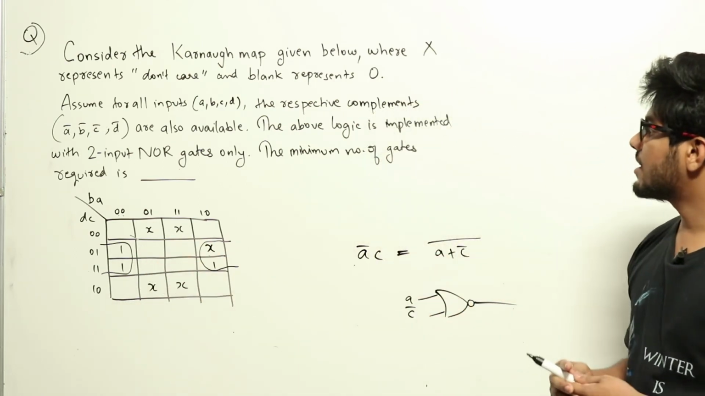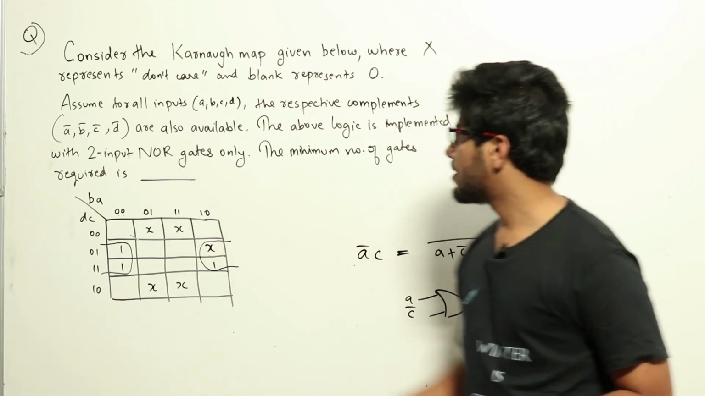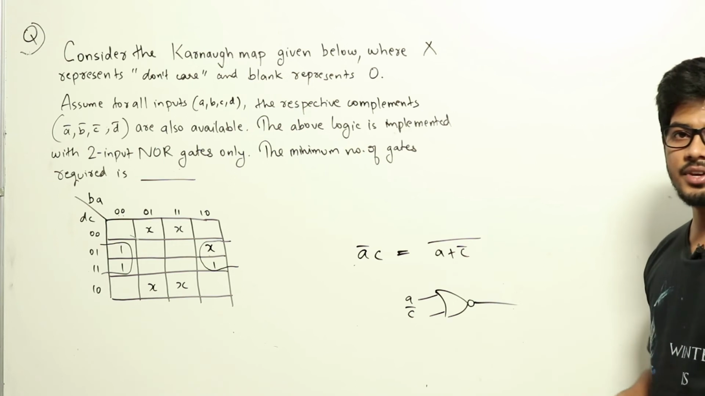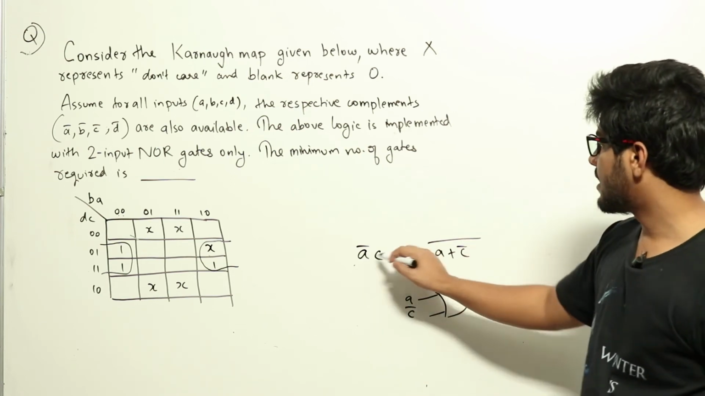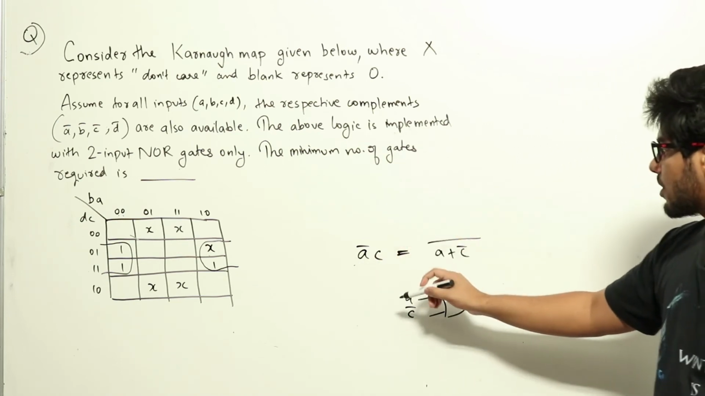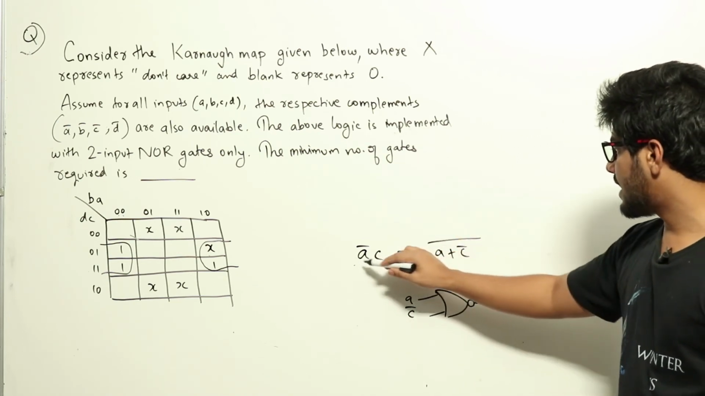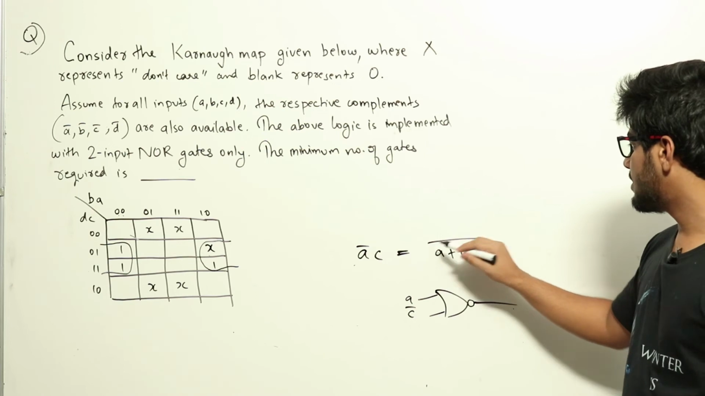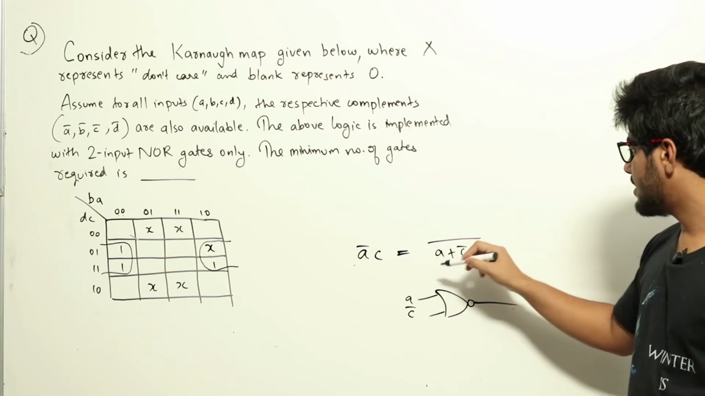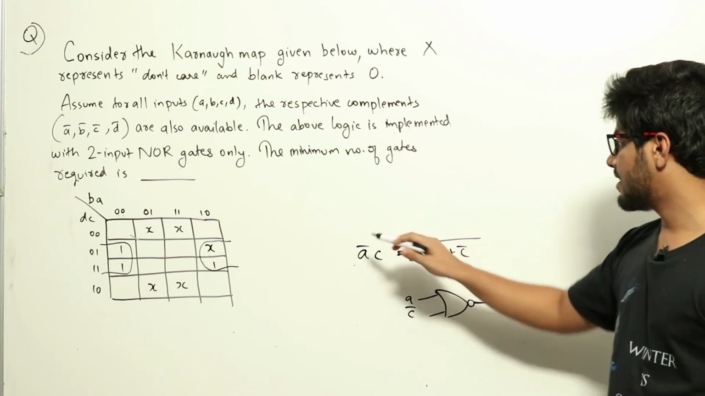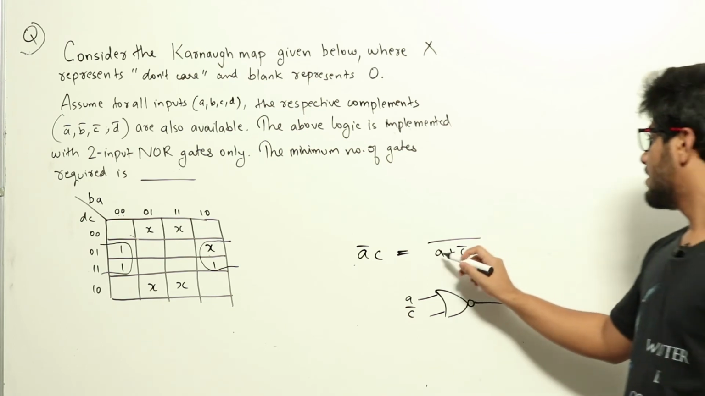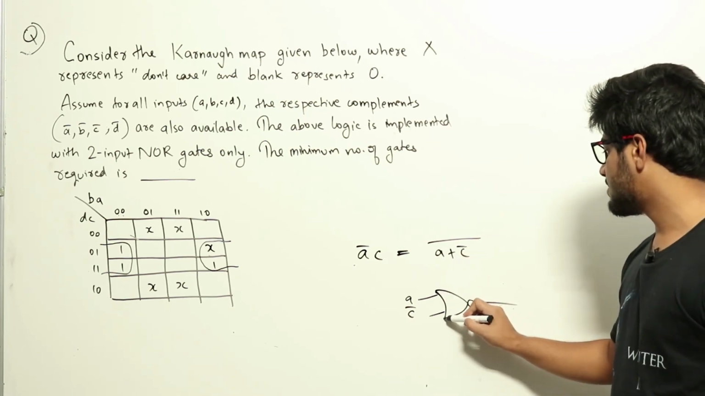Now in the question they have asked 2 input NOR gates. What NOR gates do is, when we input A and B, it will give A plus B the whole complement. Using De Morgan's law we can write it as A plus C complement the whole complement, which is A complement into C complement complement, that is A complement C. So we can write it like this. This is what we can express using just one NOR gate.